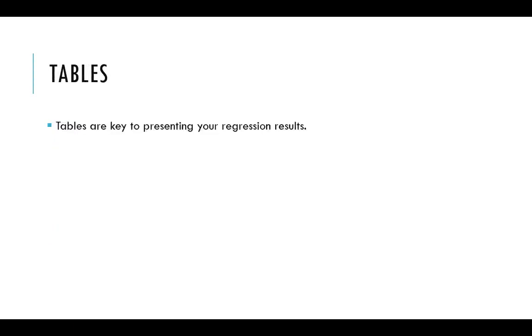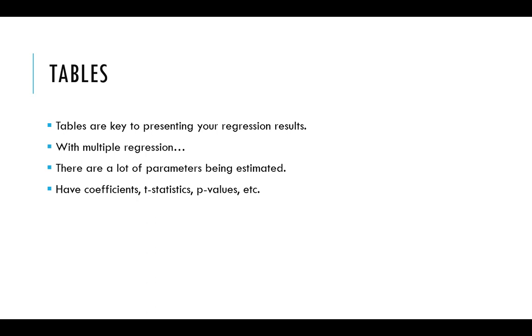Let's talk about tables. Tables are key to presenting your regression results, because obviously with multiple regression, there's a lot of parameters that are being estimated. You're getting a whole lot of information back. You've got your coefficients, you've got your t-statistics, your p-values, lots of information. Plus, there's information about your sample size and degrees of freedom. That kind of information all needs to be presented in your tables.